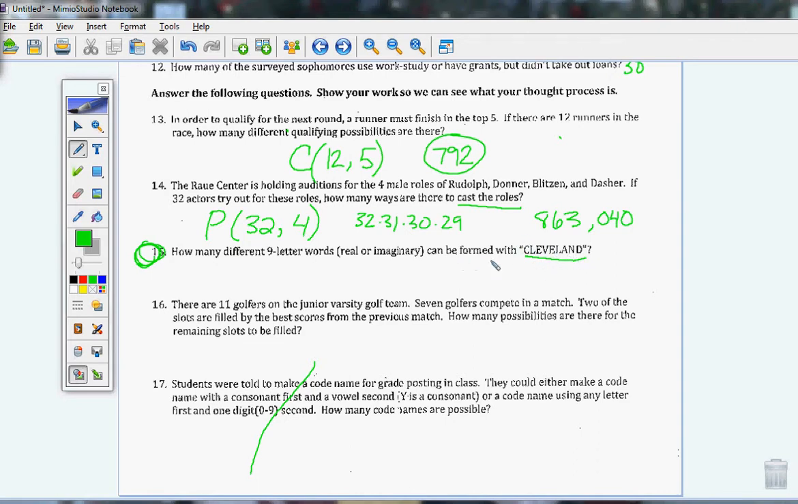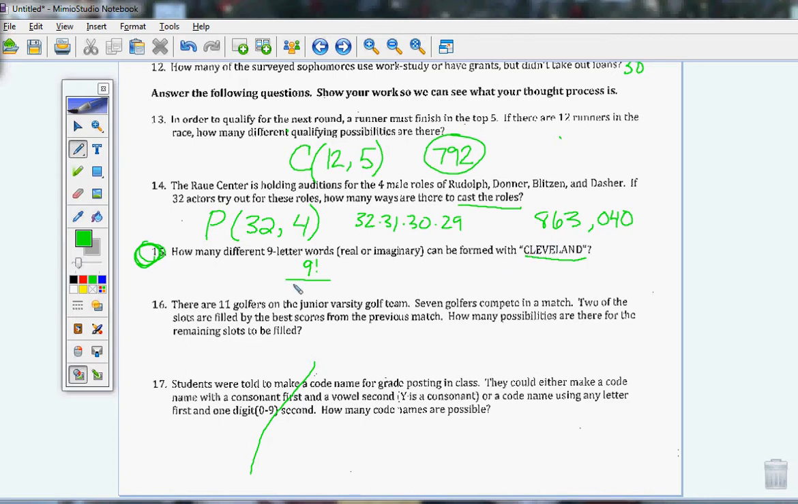If I did not have repetition of letters, if I didn't have any letter repeat, this would literally be 9 factorial, because I'd have 9 choices, 8 choices, 7 choices, 6, all the way down. But this problem is unique in the fact that, all right, C is good, but I see 2 L's. Since I have 2 L's, then if I switch these L's, think about that right now. If I just switch these 2 L's, it still says Cleveland. There's not a different word there.